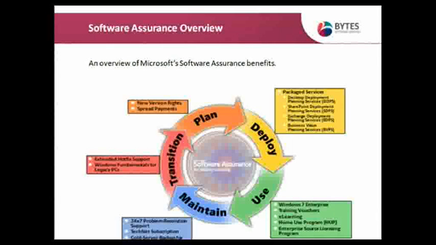One of the benefits, obviously, of software assurance is you get software assurance benefits. Microsoft split those up into 5 key areas: deploy, use, maintain, transition, and plan. To give you a very high-level overview of the benefits, you have benefits in there that can help with technology deployment, end-user training, technical person training, home use programs so that you can use Microsoft software, namely Office, Visio and Project, at home for a massively discounted price, but also extended hotfix support and technical support for your server infrastructure.